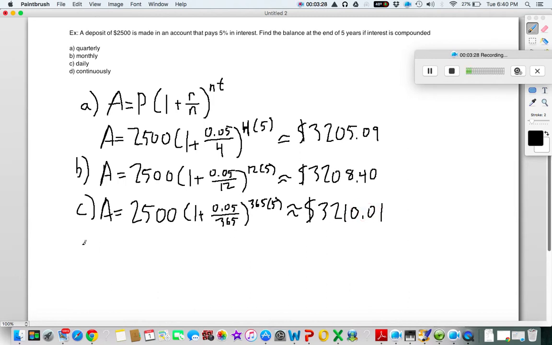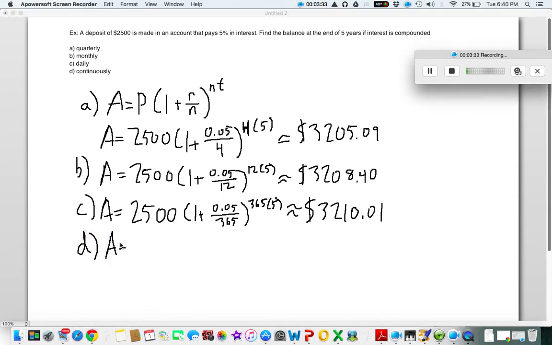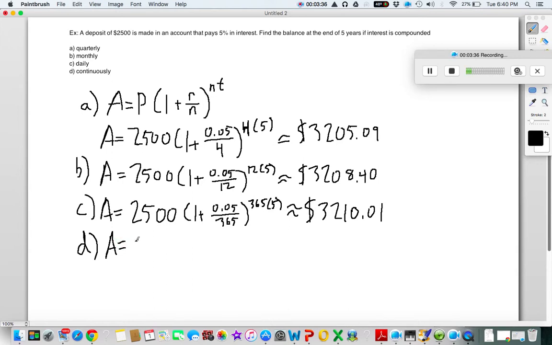And if we're going to compound this continuously, this means every single moment, not even just seconds, but every single moment you're going to be compounding your interest, we can expect to get out of that $3,210.06. All right, so we do see a subtle difference between these.